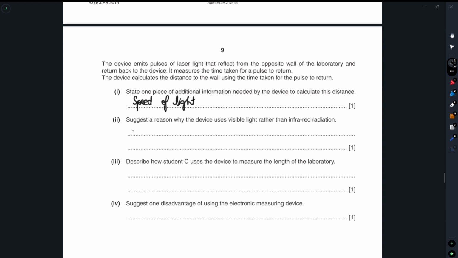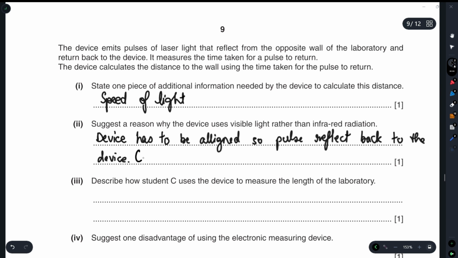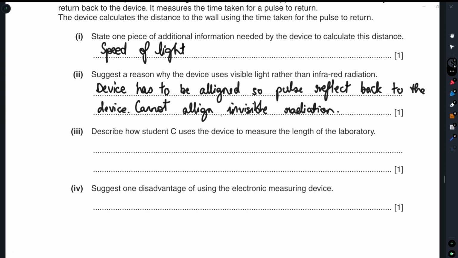So yeah, the device has to be aligned. Device has to be aligned. So the pulse reflects back to the device. Cannot align invisible radiation. Right, if it is visible we will be able to align it. Let's add the term manually. Invisible radiation. So you won't be able to align invisible radiation manually. Let's write that here, okay.